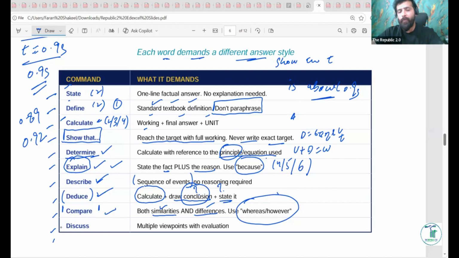At the end of the day, we've got some questions related to discussion. And whenever he's asking you to discuss something, you need to make sure that you're telling him the multiple viewpoints with evaluation. Vashma, what do we mean by evaluation? For example, if you're evaluating a point, what do we basically mean by that?